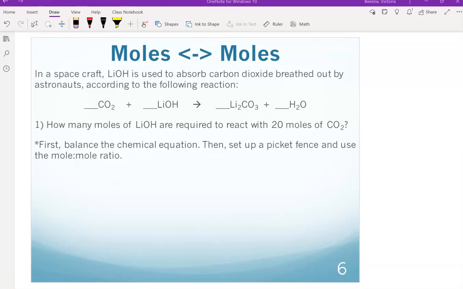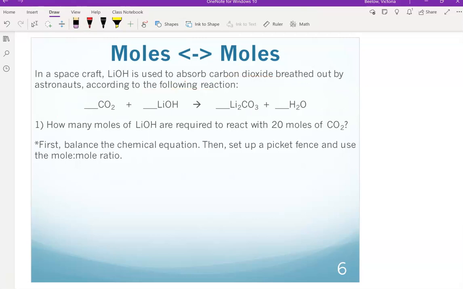Hi everyone, in this video I'm going to be going over how to do stoichiometry, specifically converting from moles to moles. So from moles of one substance to moles of a different substance using a chemical equation. So in a spacecraft, lithium hydroxide, that's LiOH, is used to absorb carbon dioxide, which is CO2, breathed out by astronauts according to this reaction.